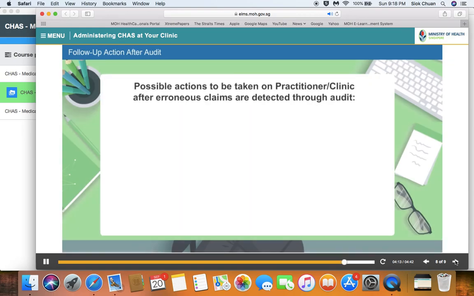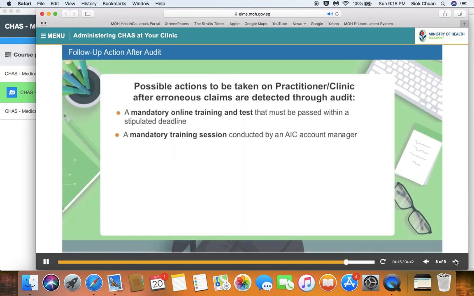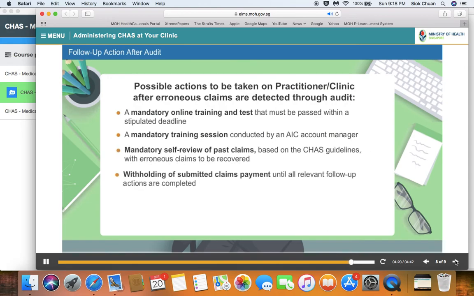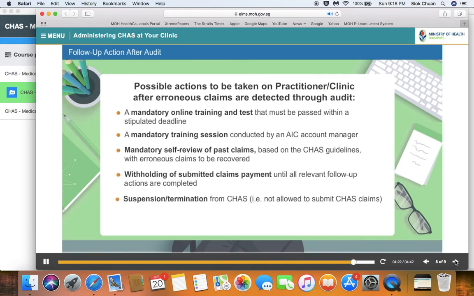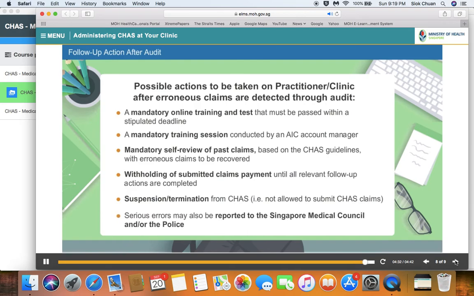Lastly, a reminder again, as MOH takes non-compliant claims very seriously, if there are any errors found during the audit of your CHAS claims, there will be follow-up actions taken against you or your clinic, depending on the severity and frequency of non-compliant claims made. Serious errors may also be reported to the Singapore Medical Council and/or the police. To avoid having to undergo these follow-up actions, you should be careful when making CHAS claims.